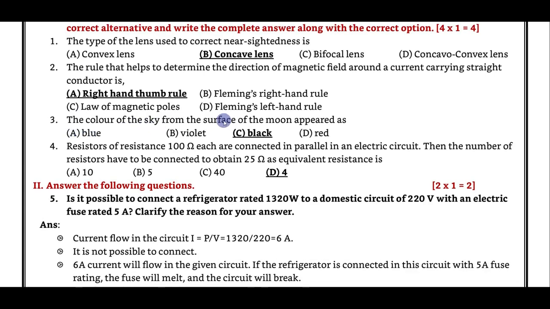The color of the sky from the surface of the moon appears as what? Black. Resistors of resistance 100 ohm are connected in parallel in an electric circuit. Then the number of resistors to be connected to obtain 24 ohm as equivalent resistance is option B, it is 4. Using the formula 1 by Rp equals 1 by R1 plus 1 by R2 plus 1 by R3 plus 1 by R4, we will get the answer.